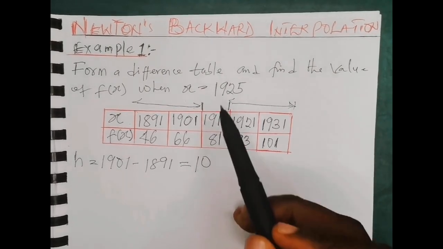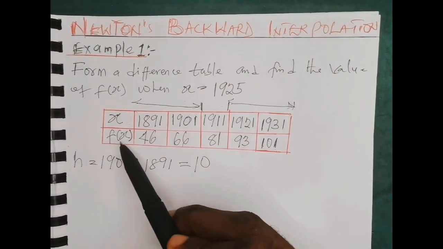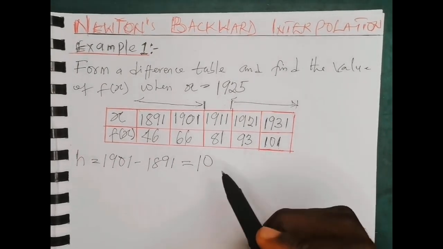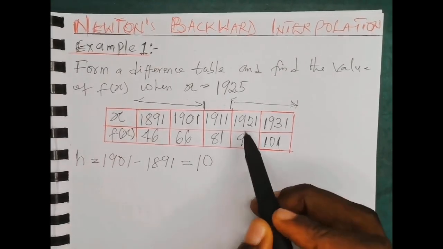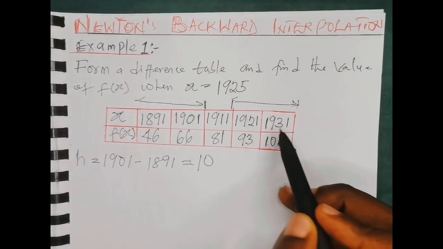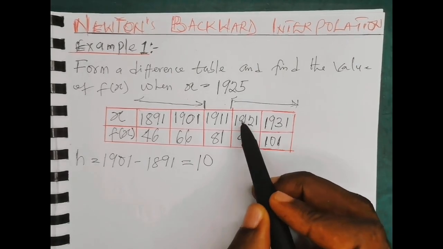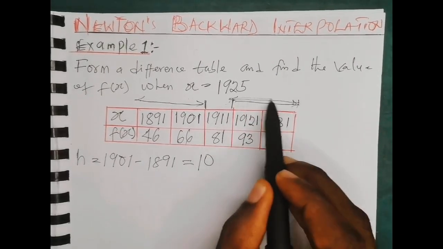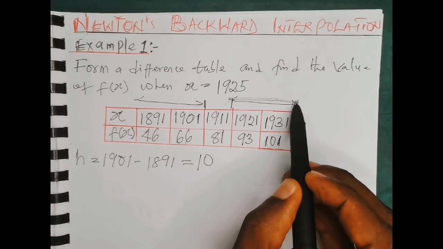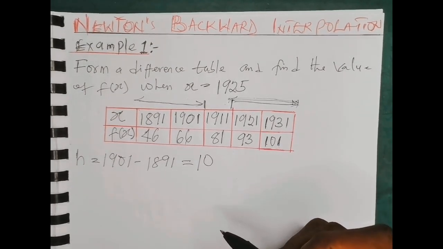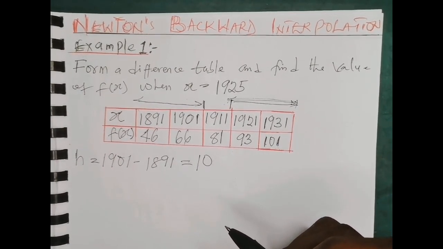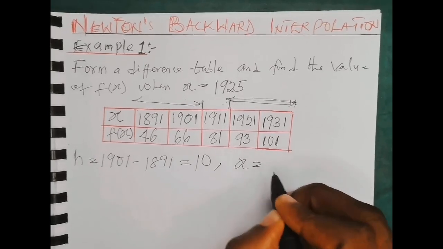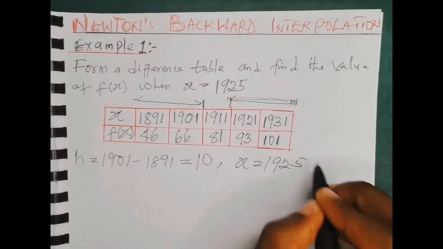So we want to interpolate the value of f of x when x is 1925. So you see that 1925 lies between 1921 and 1931, and 1921 and 1931 lie at the back of the table, just at the very back of the table. So which means we are going to be employing the Newton's backward interpolation method. Okay, so the value we are interpolating is x equals 1925.